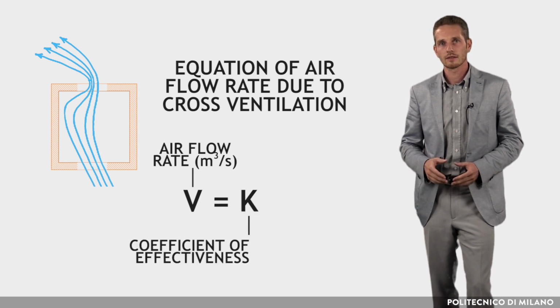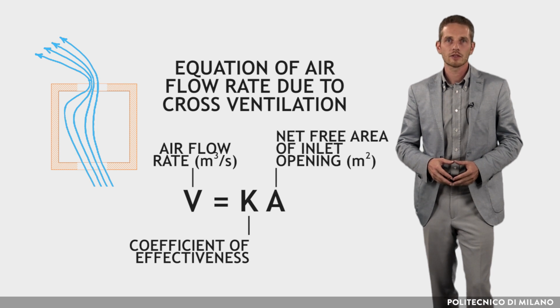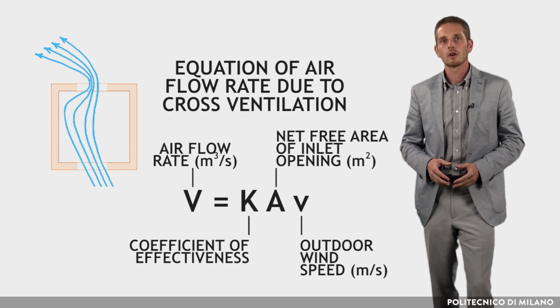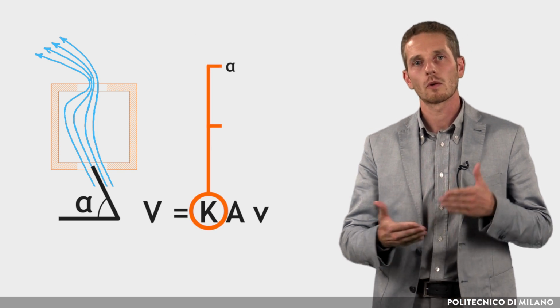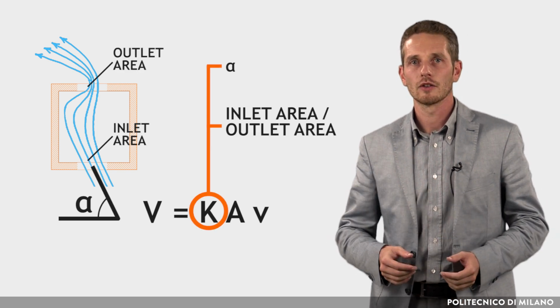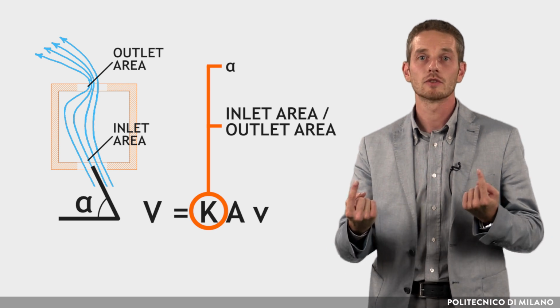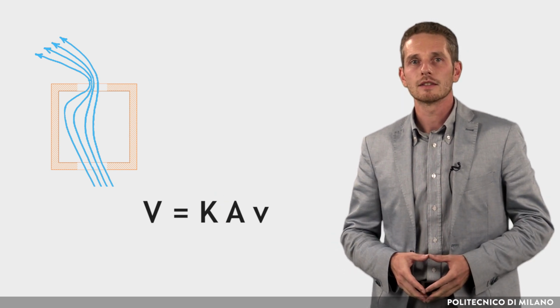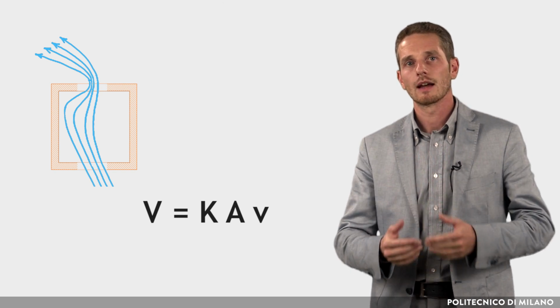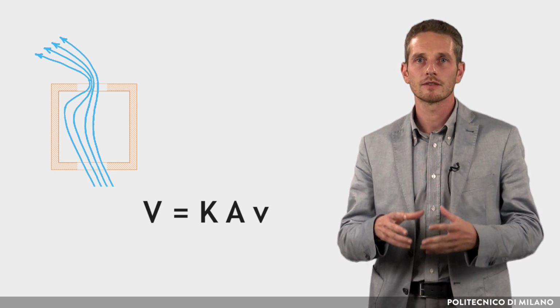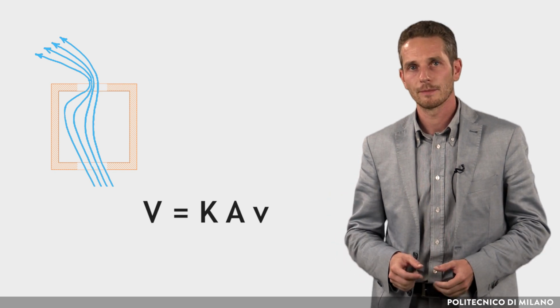of effectiveness, K, times the net free area of the inlet opening, A, times the outdoor wind speed, V lowercase. K depends upon the direction of the wind relative to the opening and on the ratio between the areas of the two openings. It is maximum when the wind blows directly onto the opening, and it increases with the relative size of the larger opening.